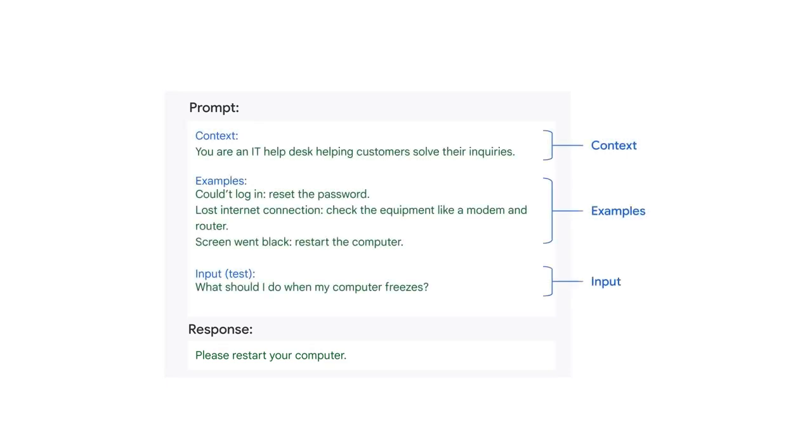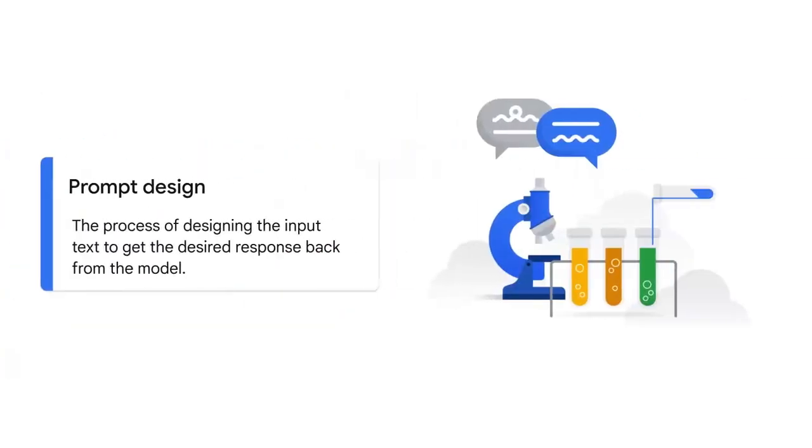Context and examples are widely used when training or tuning a Gen AI model to behave as you desire. The process of figuring out and designing the input text to get the desired response back from the model is called prompt design, which often involves a lot of experimentation. You'll learn more about prompt and prompt design later in this course.